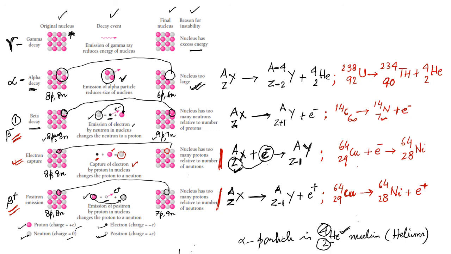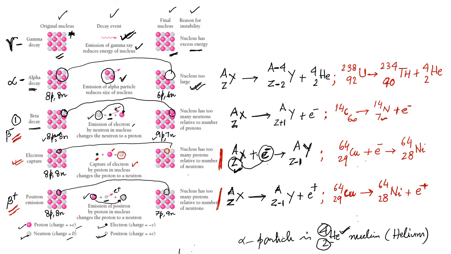So this system has excess energy, and in order to lose energy, it releases energy by the emission of gamma rays, which reduces the energy of the nucleus, and the final nucleus remains the same. All the A, Z, and N of the system remain the same. The system just loses its excess energy by the emission of the gamma ray, because the nucleus has excess energy.